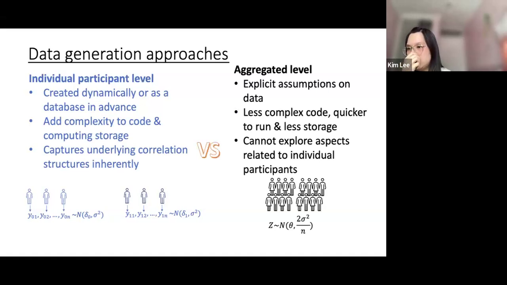An alternative data generation approach is to simulate the outcome data at the aggregated level. This relies on the distribution of the aggregated data. That is, we make explicit assumptions on the data. Even though this approach can simplify the code, may be quicker to run and use less computing storage, we cannot explore aspects related to the individual participants. For example, the distribution of the covariates. The correlation between key statistics also needs to be captured correctly when we specify the distribution.